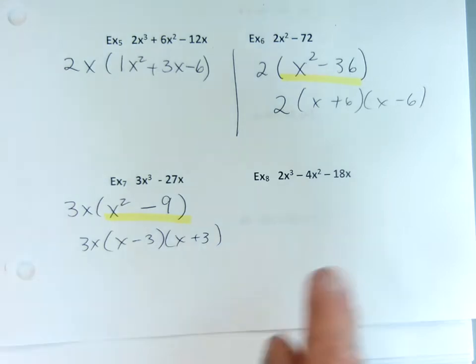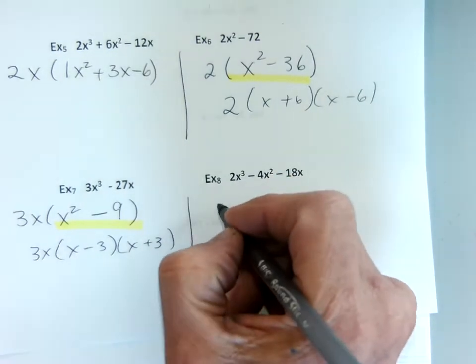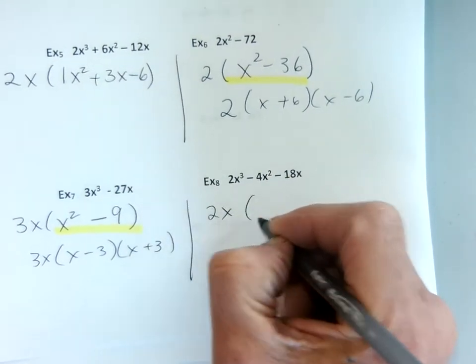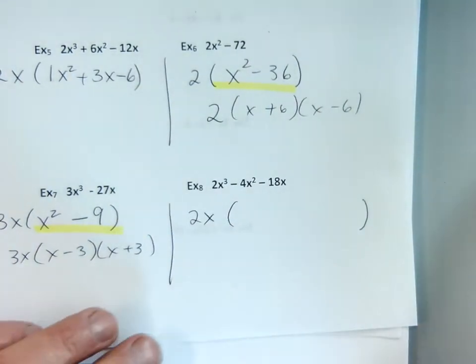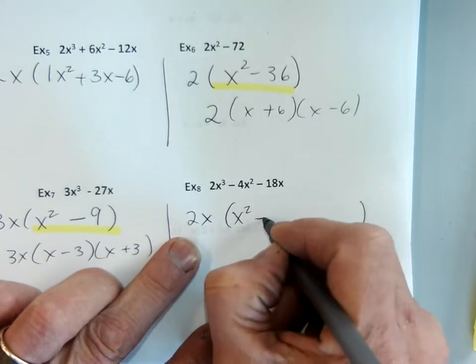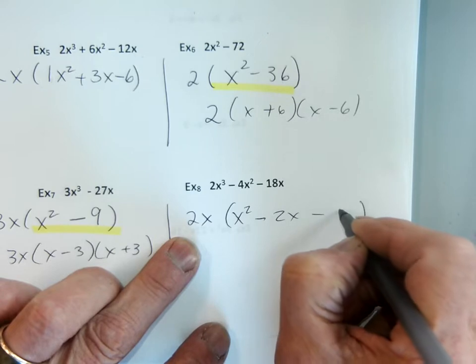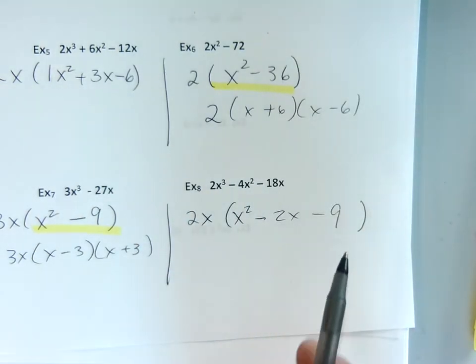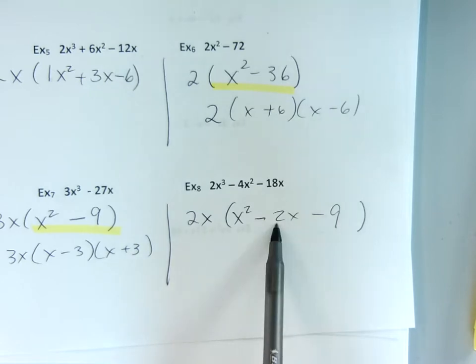How about 8? What do you see? 2. And they've got a 2 and an x in common. You guys agree with that? I'd have x squared. X squared is correct. Minus 9. Now, sometimes we can go further, but the multiples of 9 will not make a 2, so we're done.